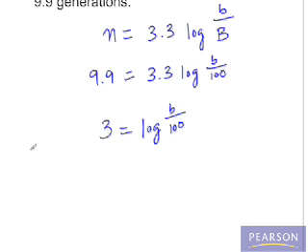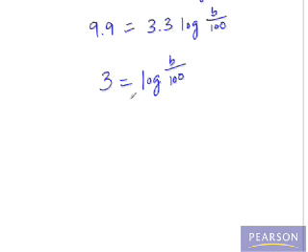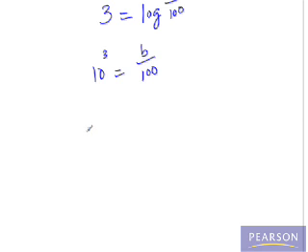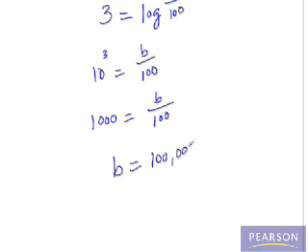And we'll go ahead and convert this to an exponential equation. The base is 10, so 10 cubed, 10 to the third power, equals b over 100. And 10 to the third power is 1,000. We have 1,000 equals b over 100. We cross multiply, and therefore b equals 100,000 bacteria. So there is the number of bacteria at the end of the interval, 100,000.